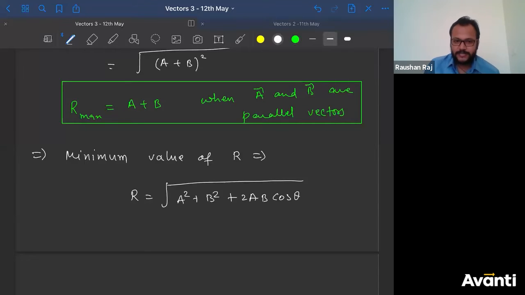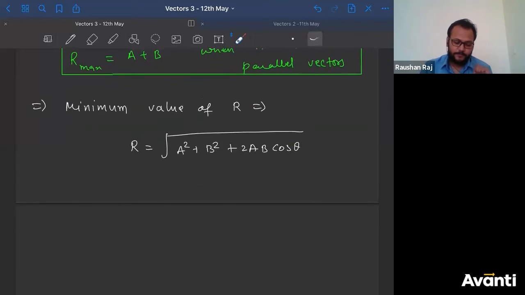You must be wondering, sir, why are you repeating? Why are you writing this again and again? We have already studied this. I am writing this particular formula again and again so that you also remember it properly. Okay? You should know that R is equal to square root of A square plus B square plus 2AB cos theta. I told you it should enter your blood, that is why I am saying it.